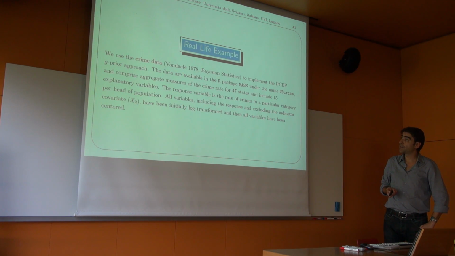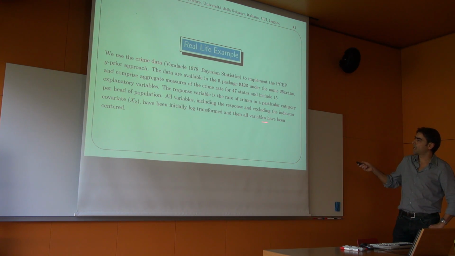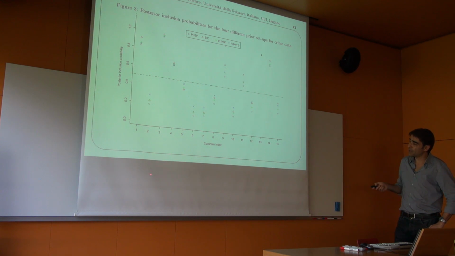And I will close with a real-life data set. This is a famous data set among people who do variable selection, the crime data. You can find it in R. We have aggregate measures of the crime rate of 47 states and include 15 explanatory variables. The response variable is the rate of crimes in a particular category per head, and we have some log-transformed variables in order to make pictures nicer. Usually that's what people do.